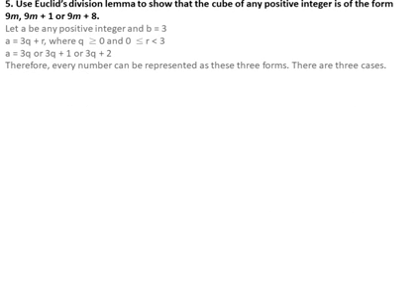Fifth question. Use Euclid division lemma to show that the cube of any positive integer is of the form 9m, 9m + 1 or 9m + 8. Here, let me take any positive integer. By applying Euclid division lemma, we have to express it in the form a = bq + r. Here they ask you to cube the positive integers. If I cube the number, I want to get multiples of 9.